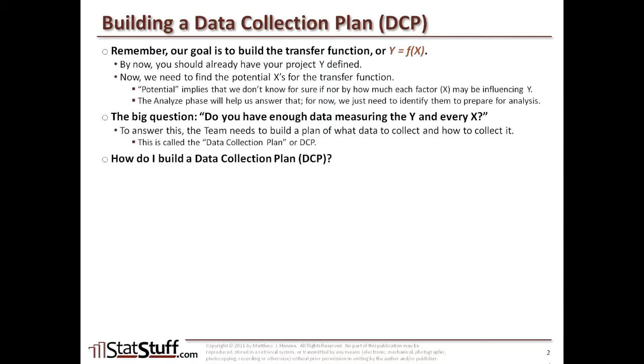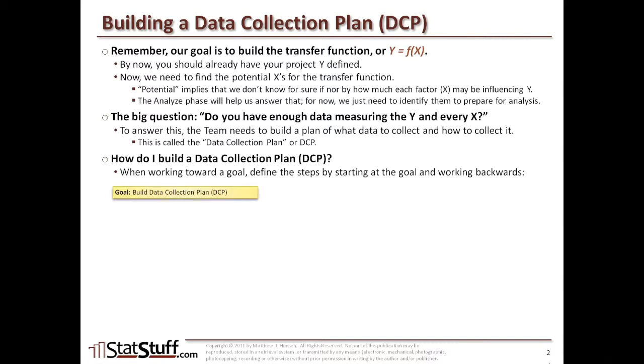So how do I build this DCP? Well, when working towards some sort of goal, sometimes one of the things we can do is define the steps by starting at the goal and then working backwards. So let's start with the goal and then work backwards to figure out some of the steps we need to follow to eventually get to this data collection plan. If our goal is to build a data collection plan, in order to do that, we first need to figure out what time period the plan should represent. That is, should it be long or short-term data? What's the time period that should be covered?